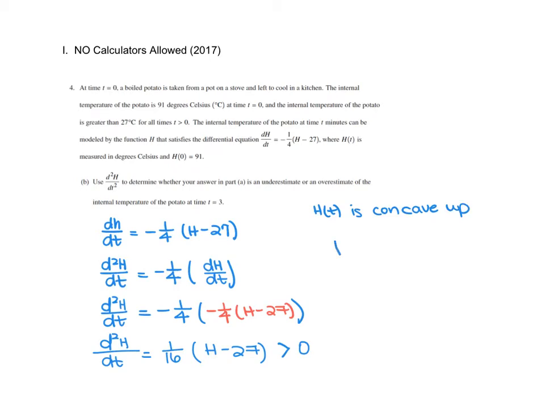So the graph would look something like this, and your tangent line is always below the curve, which makes our estimation using the tangent line an underestimation.